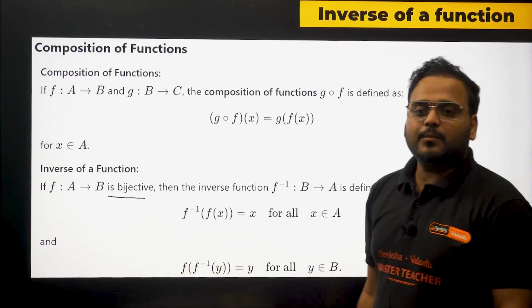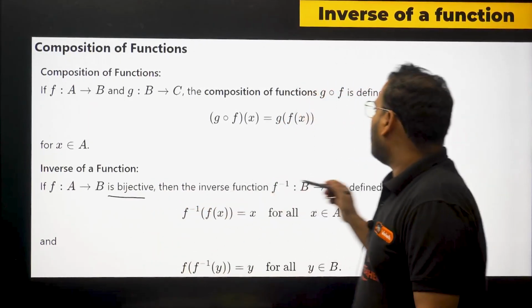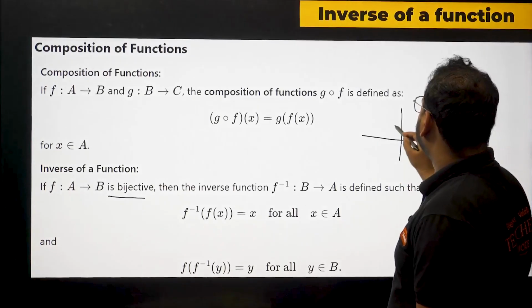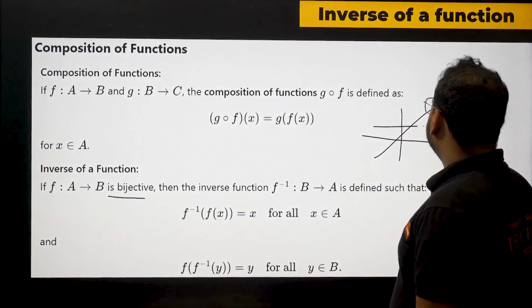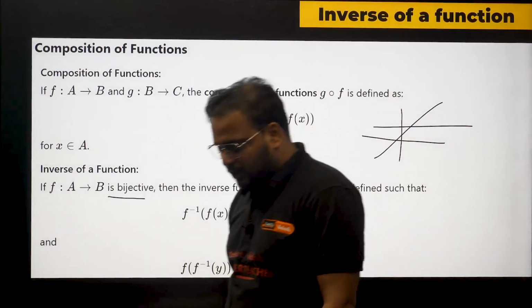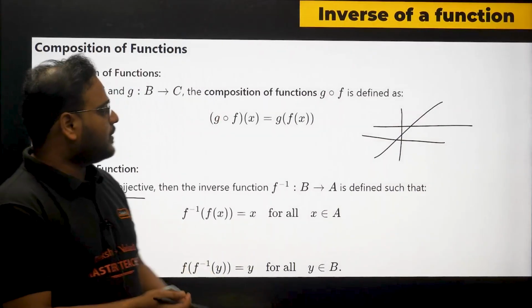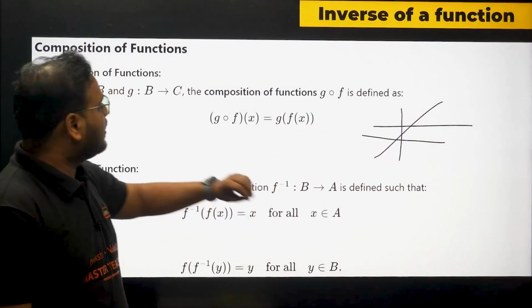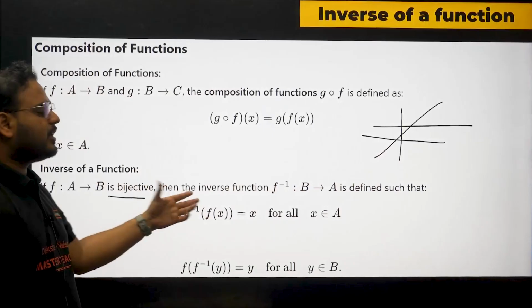You can use the algebraic approach, f of x1 equals f of x2, or draw the graph of the function if you can. Let's say the function is like this. If you draw a straight line parallel to the x-axis, cutting at only one point means one-one. Okay, that is another way to find a one-one function. Identify that if it is bijective, it means you can look for inverse.